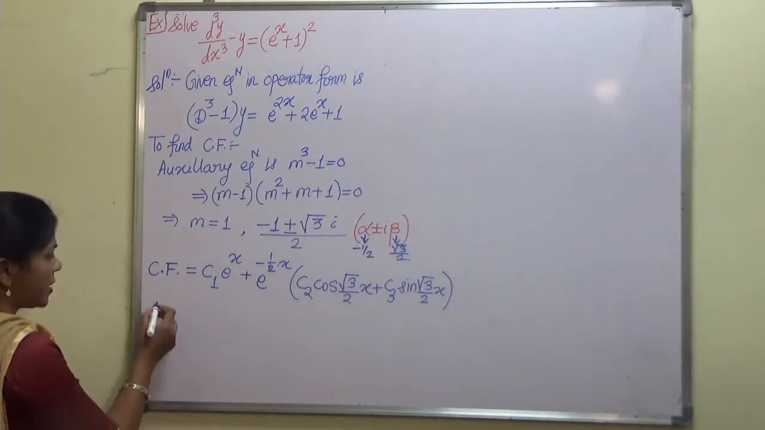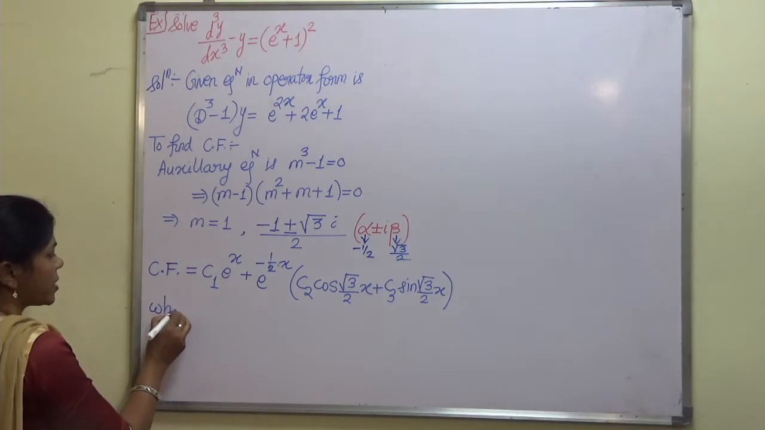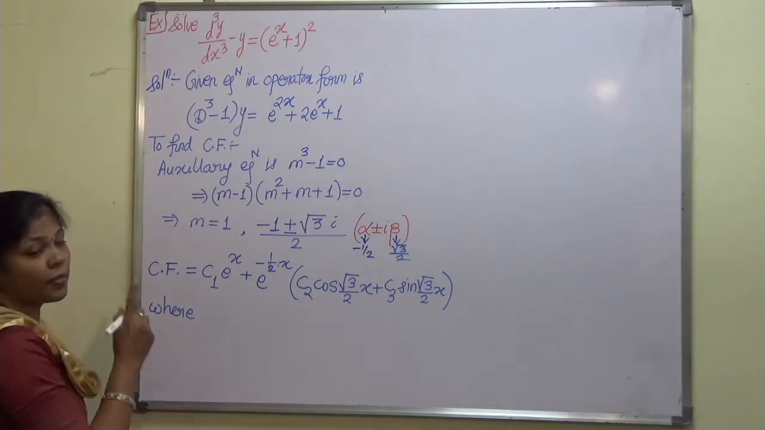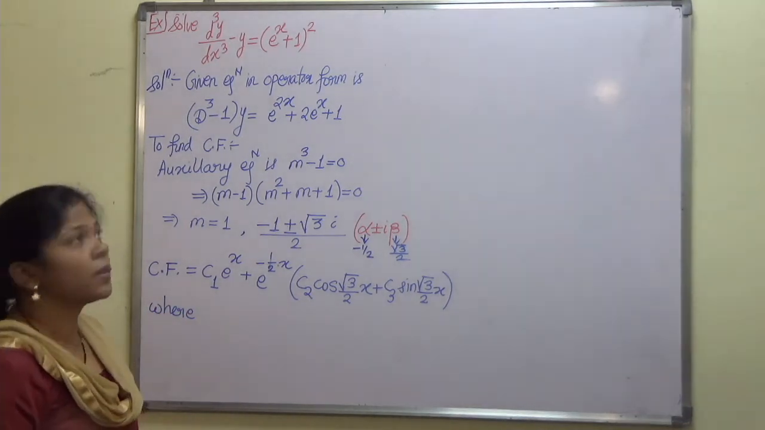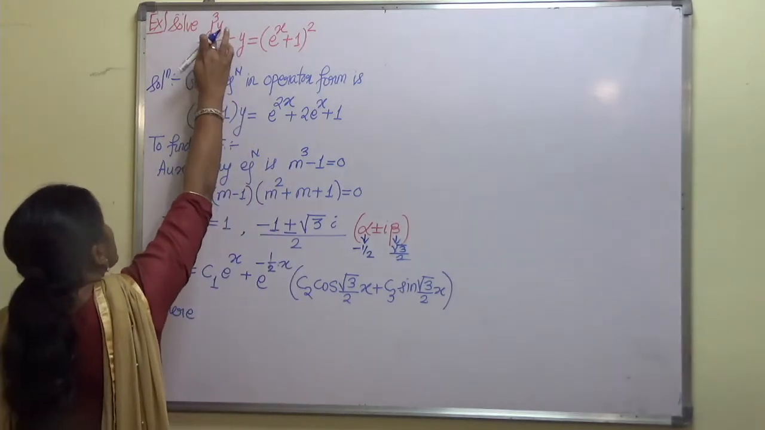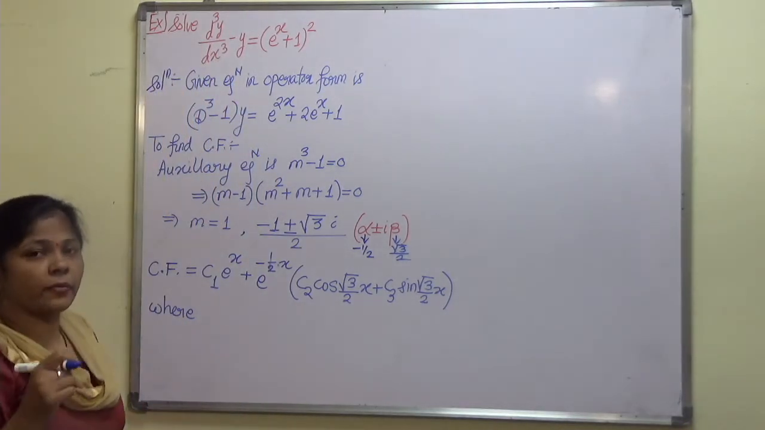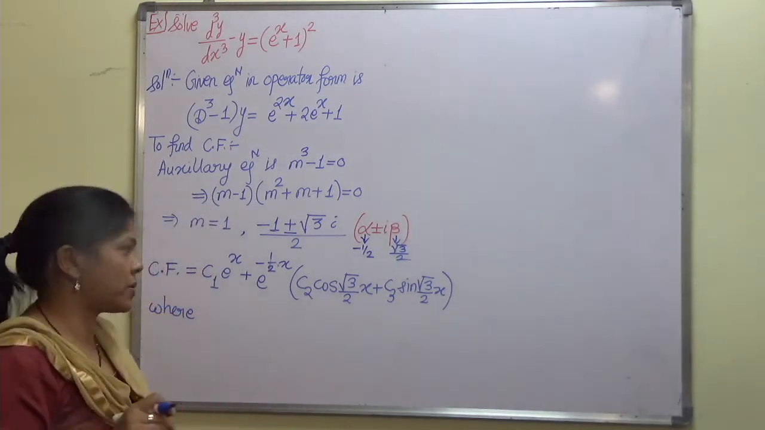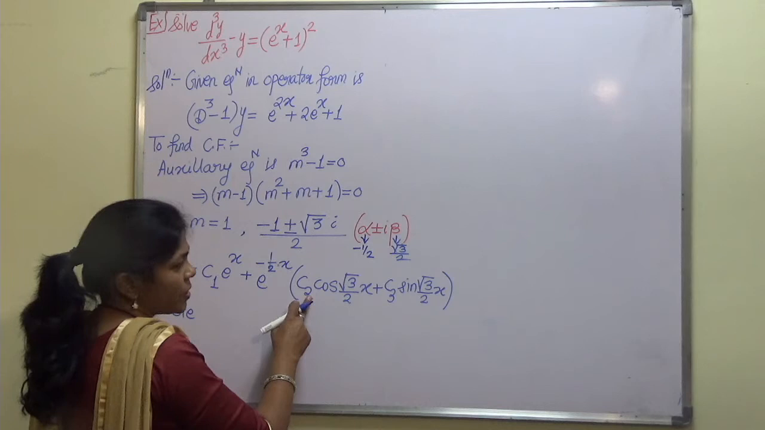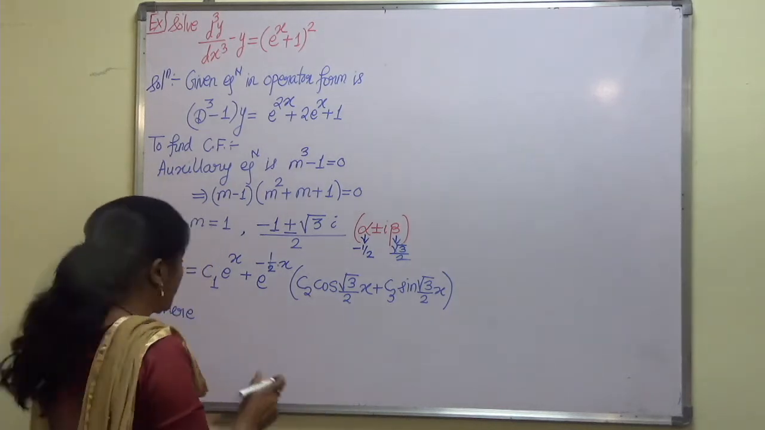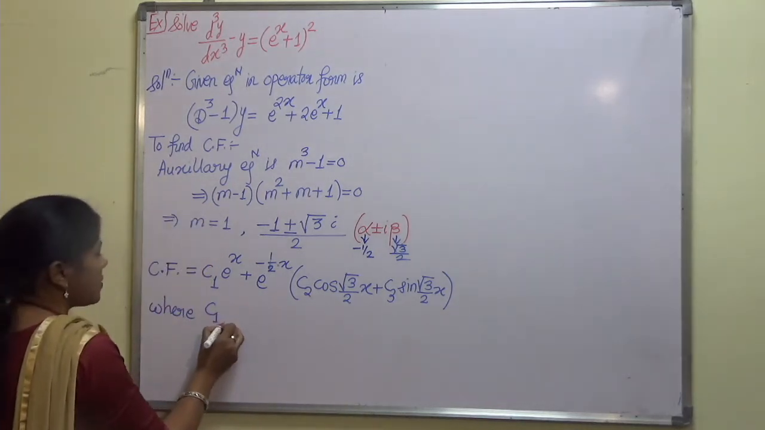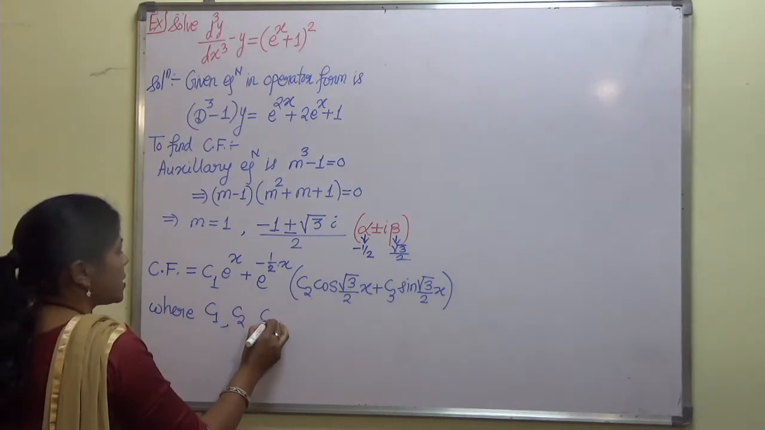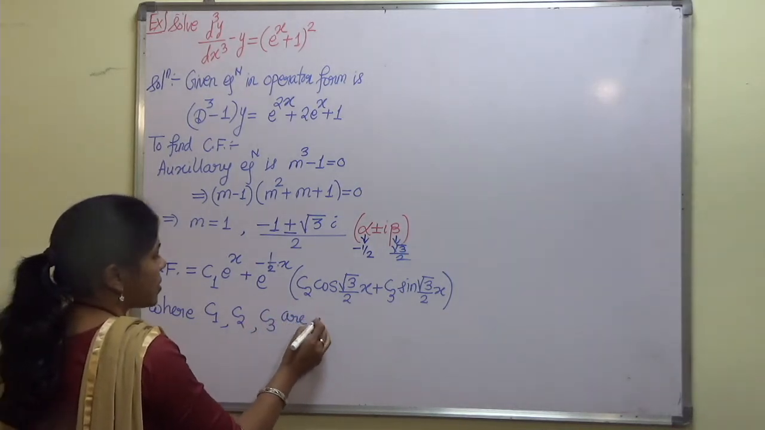Now let us write, obviously, what is the order of this differential equation. The highest order derivative is 3, so the order of the differential equation is 3. So we must have 3 arbitrary constants. So what are the 3 arbitrary constants? C1, C2 and C3, where C1, C2, C3 are arbitrary constants.